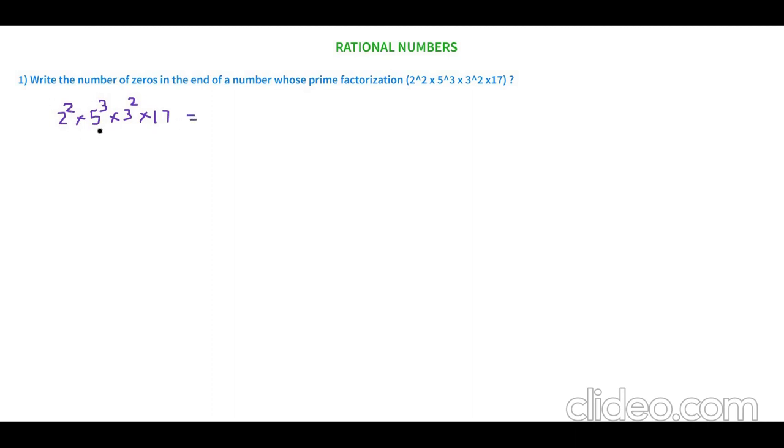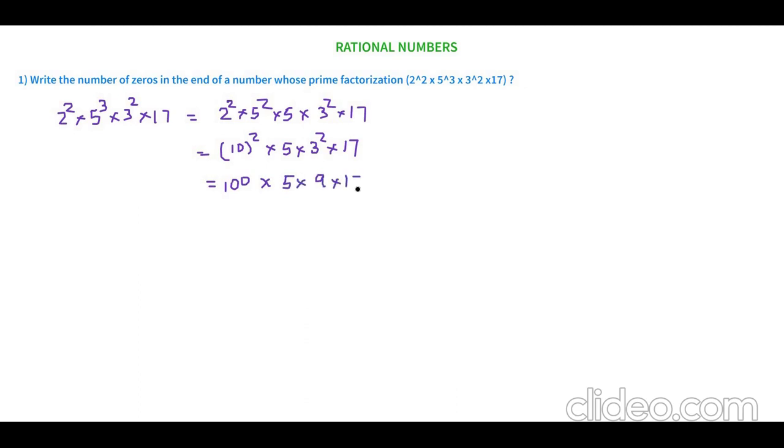We can join 2 and 5. So I will combine 2 square and 5 square because there is only square on 2, and I will keep one 5 separately. And then there will be a 3 square and then 17. So these two I will join together, that is 2 square and 5 square, and I will write it as 10 square times 5 times 3 square times 17. So here 10 square will become 100 times 5 times 3 square is 9 times 17.